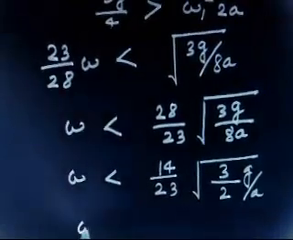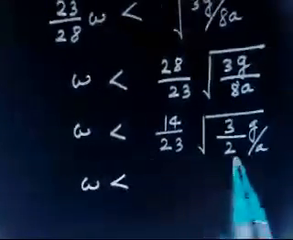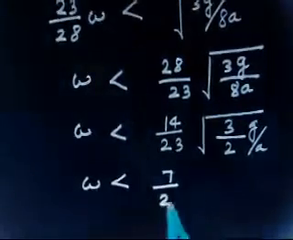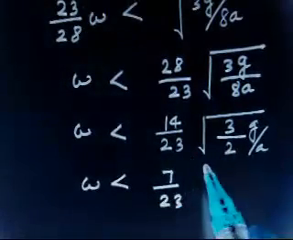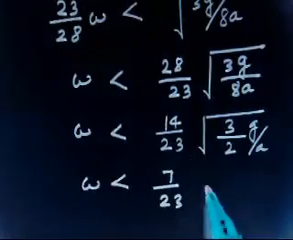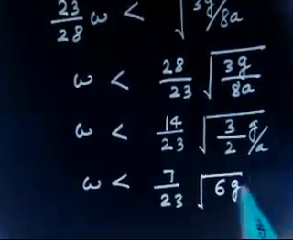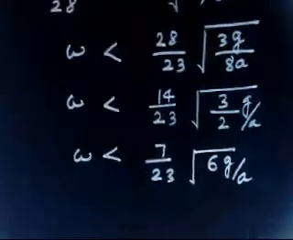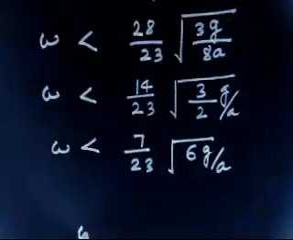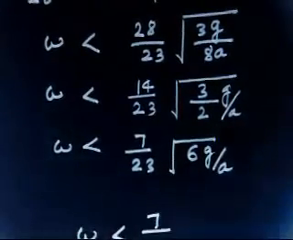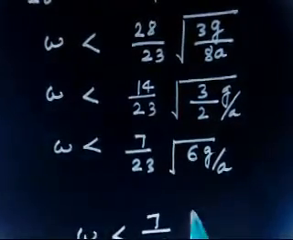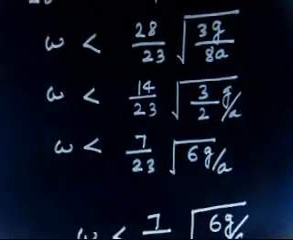Or I can also write the same thing, omega should be less than, let us take 7 by 23 and this 2 goes out, so we will have 2 multiplied by top, 2 multiplied by bottom, so we will have 6g by a. So what are the conditions you have? One condition is omega should be less than this value, 7 by 23 under root 6g by a.